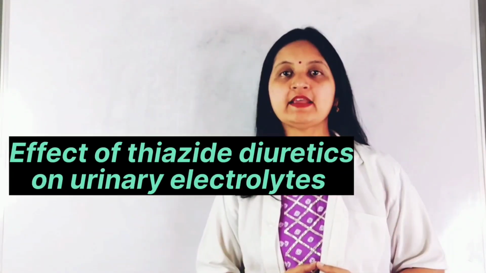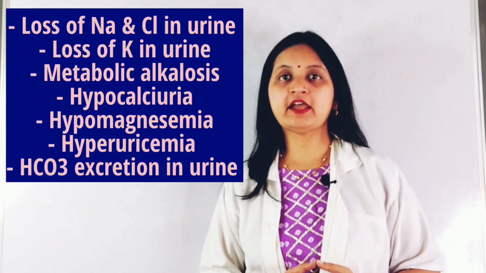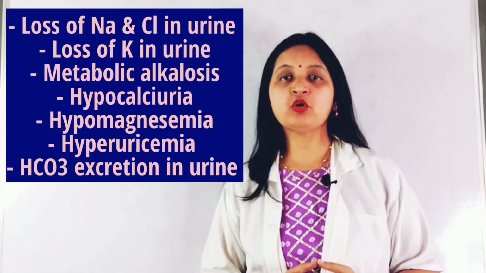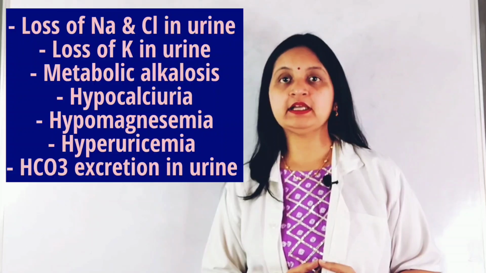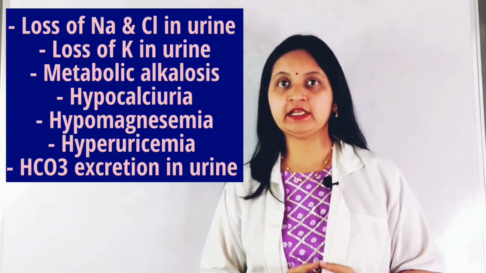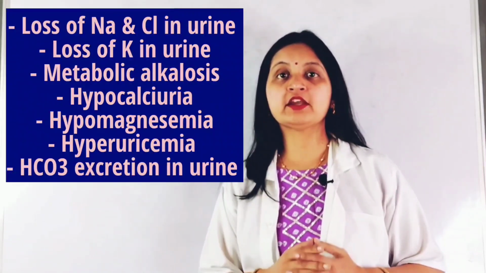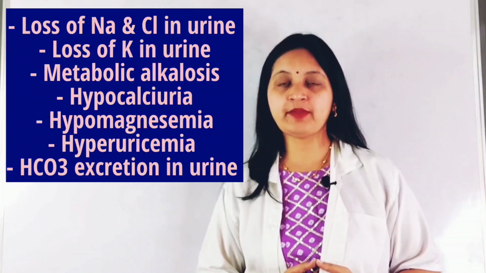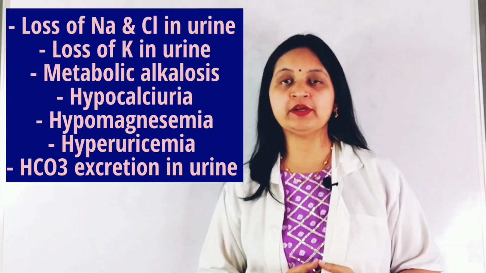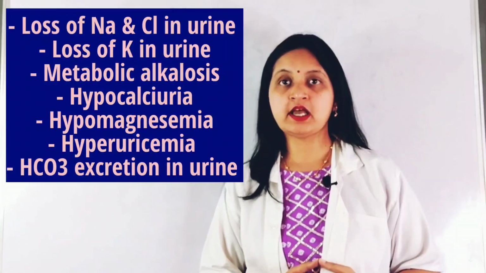Next, the effect of thiazide diuretics on urinary electrolytes. Because the thiazide diuretics act by inhibiting the sodium chloride co-transporter, they cause increased excretion of sodium and chloride in urine. The enhanced delivery of sodium to the distal tubule causes increased secretion of potassium and hydrogen into the tubular lumen, causing hypokalemia and metabolic alkalosis.